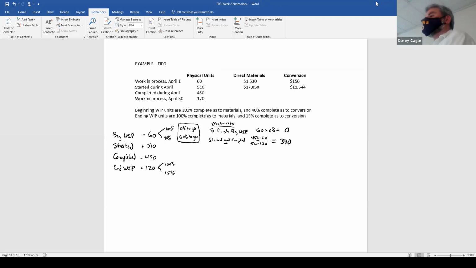So we did 100% of the work on those, started it and completed it. And then you got those units that you didn't complete. 120, but they are 100% on materials. So equivalent units of materials, 510.